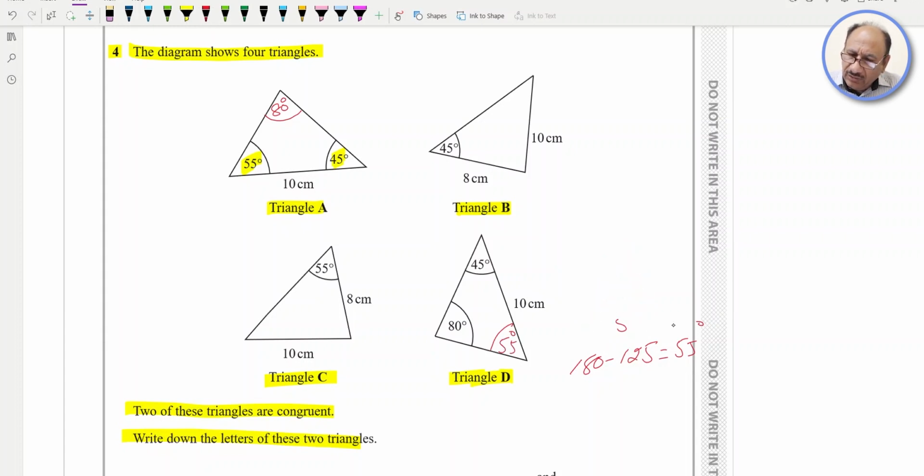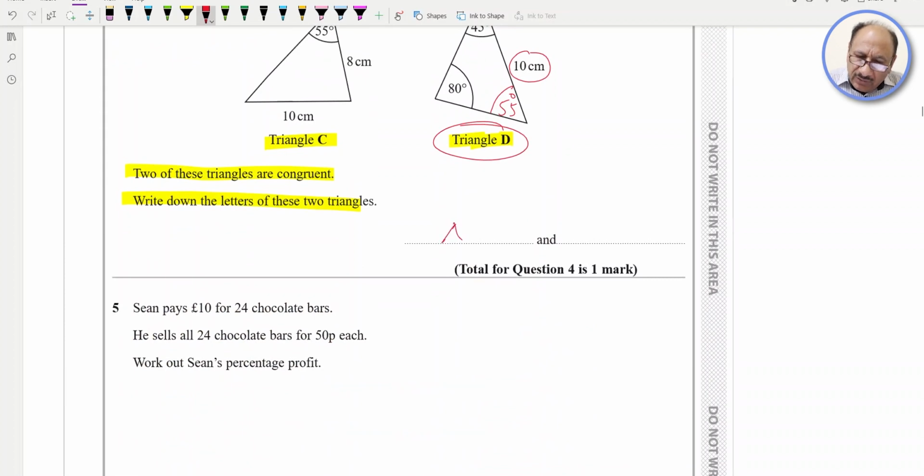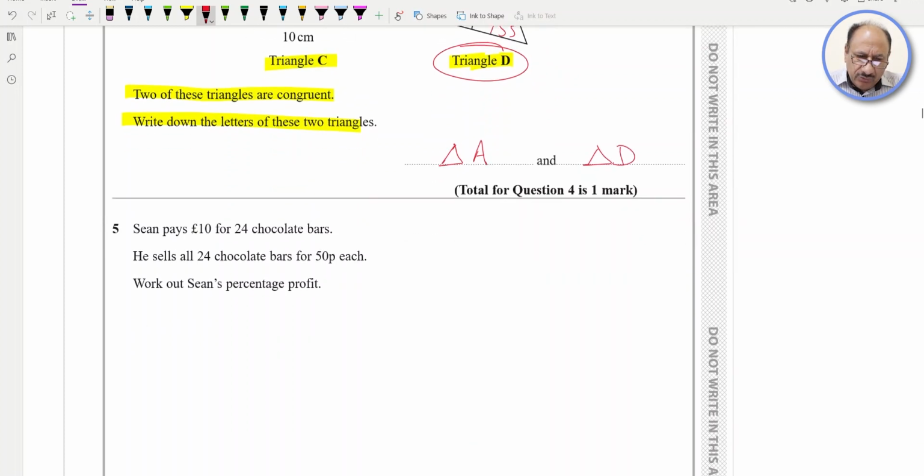Now we found the third angle by using the 2 provided angles, and you can see in between 45 and 55 angle the side is 10. So adjacent to 45 and 55 the side is 10, and the same is the case in this also, and all 3 angles are equal, so these triangles are congruent. So triangle A and triangle D are congruent, so we can write over here triangle A and triangle D, these are congruent. Hopefully you understood.